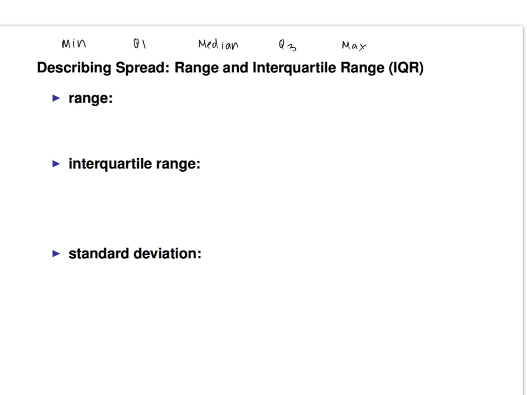The word quartile comes from the word quarter. Quarter means divide into 4, right? So roughly speaking, between the min and quartile 1 are the first 25% of values.